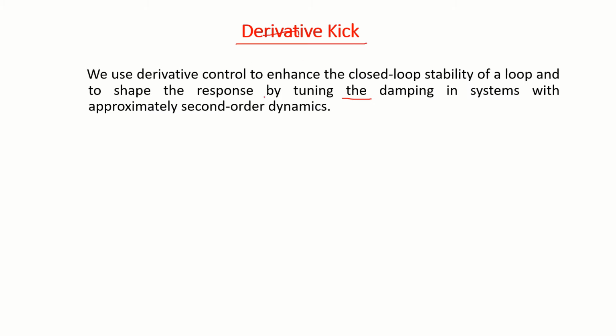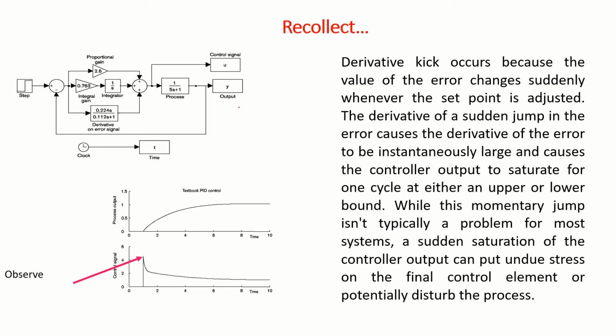So the derivative controller is used for damping, increasing the damping. When we use proportional, integral, and derivative, again you are getting a kick here. This is what you call derivative kick. The other one was proportional kick.